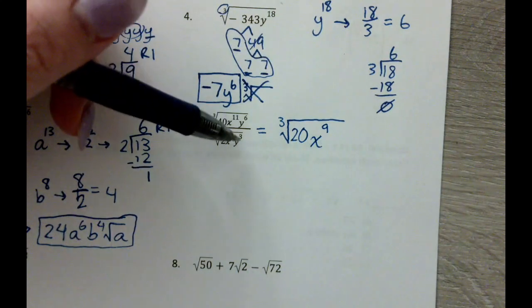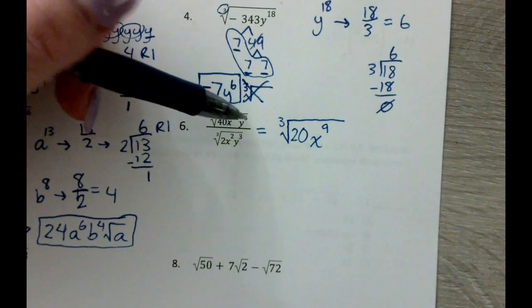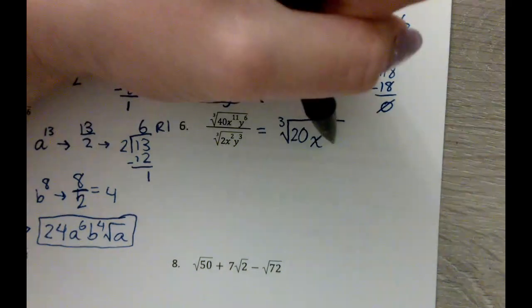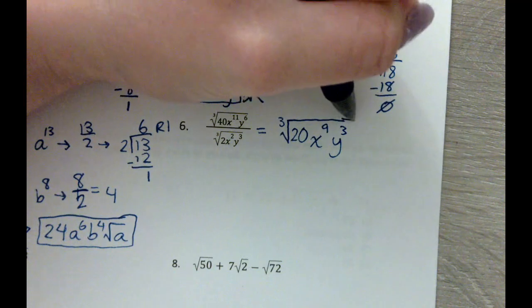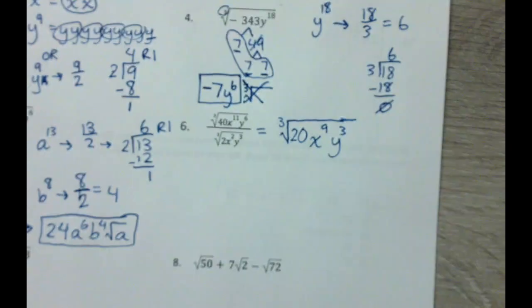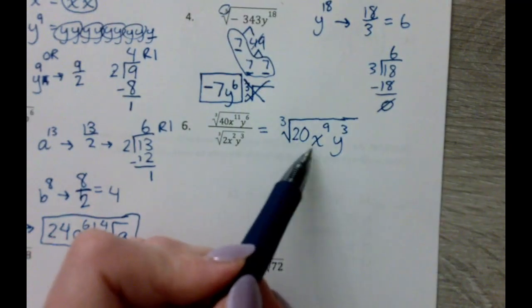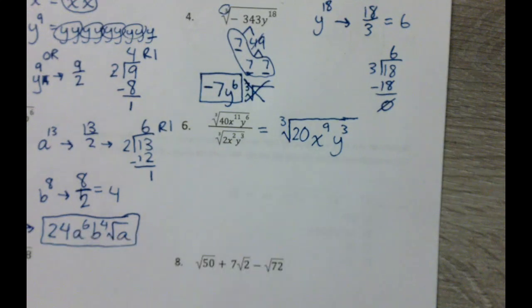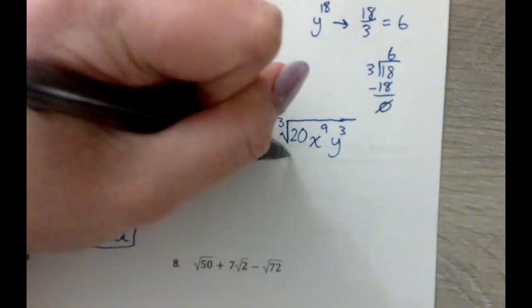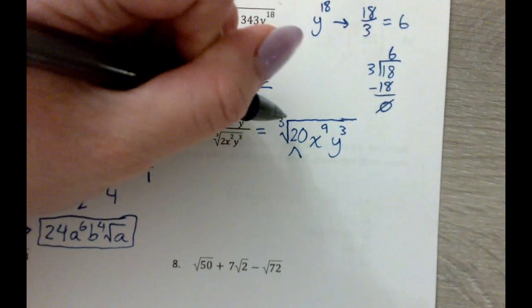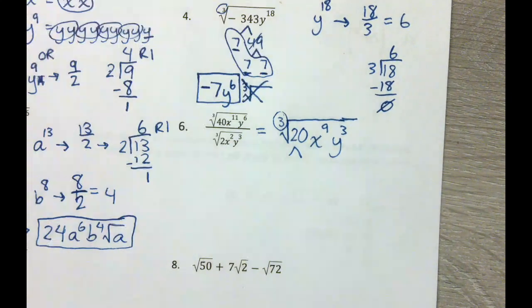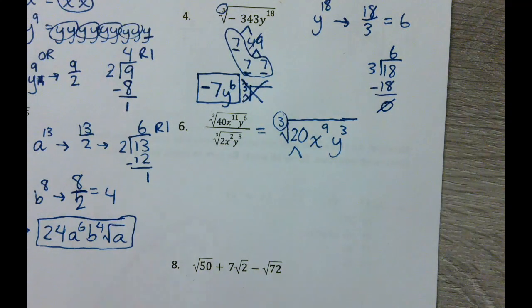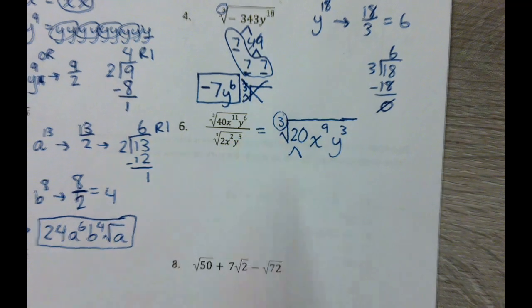Y to the 6th over y cubed. Subtract, 6 minus 3 is 3. So we've got y cubed. Okay, so now we take our time, break each part down. Break the 20 down first. Notice we are breaking them down into groups of 3. We are looking for a group of 3 of the same number.